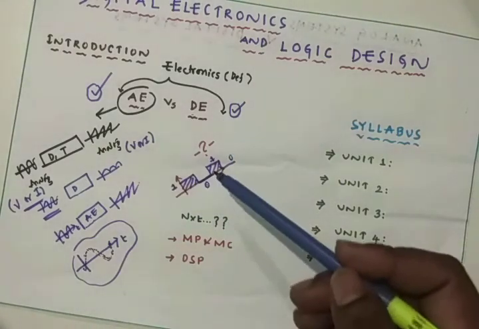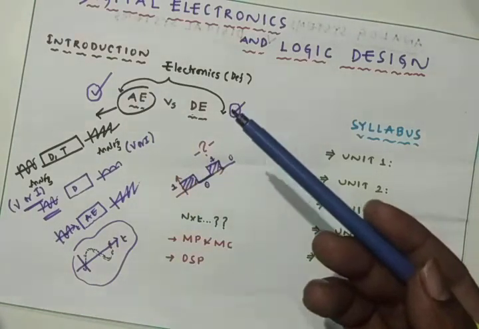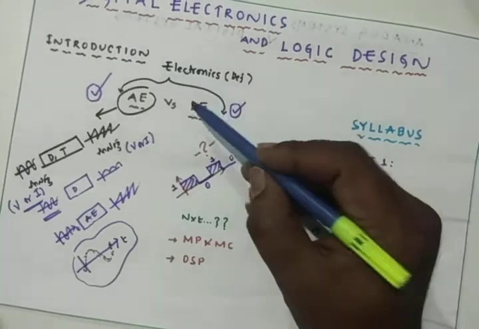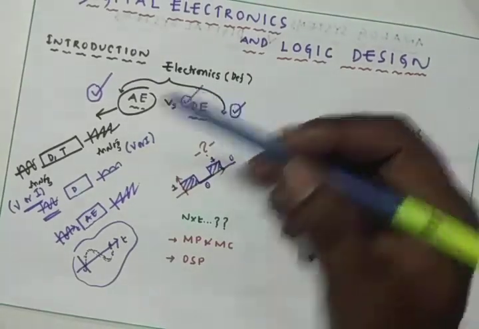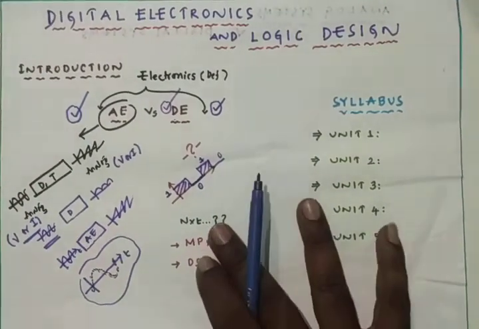Input is a digital signal and the output is also a digital signal. Then that electronics is named as digital electronics, and that system is named as a digital system. I hope I am very clear.